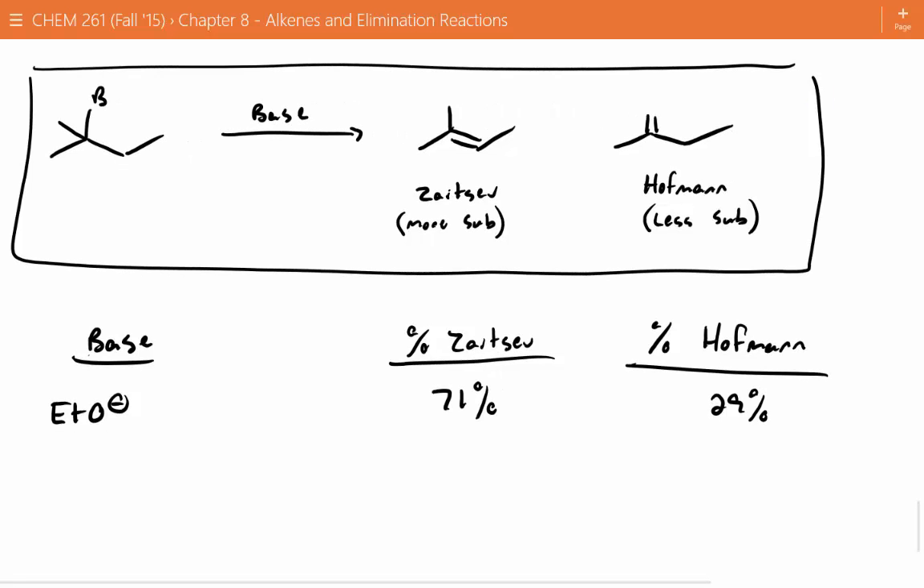And let's choose a new base. So let's use tert-butoxide. In this case, it's pretty big, right? It's got three different methyl groups coming off of the base. That means it's going to have a harder time going after secondary carbons or even tertiary carbons. So is this going to favor our Zaitsev product or our Hofmann product? Hofmann, exactly. So in this case, we get 28% and we get 72%.